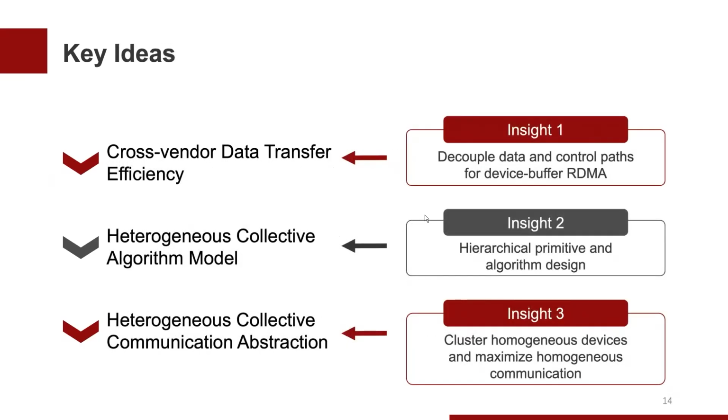Long story short, we have a few ideas to address these challenges. The first one: we decouple the data and control paths to enable device buffer RDMA to make the data transfer very efficient. Our second idea is we design a hierarchical primitive and algorithm to decouple the topology into intra-cluster and inter-cluster. And finally, we cluster the homogeneous devices and maximize homogeneous communication. This can maximize the performance while leveraging the existing libraries.